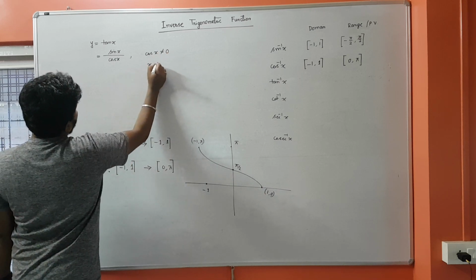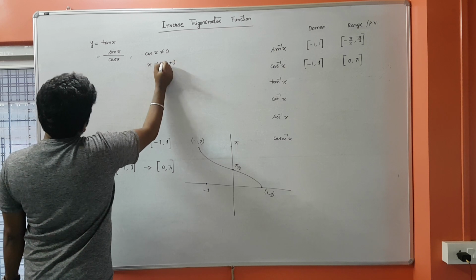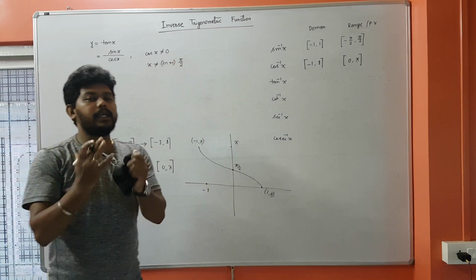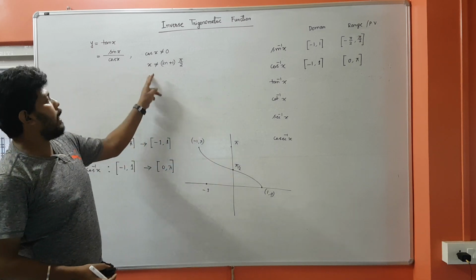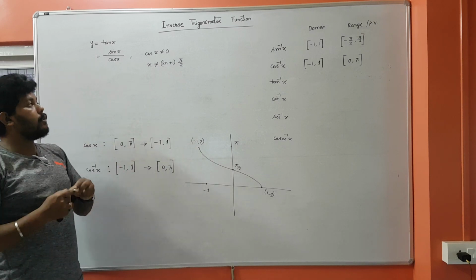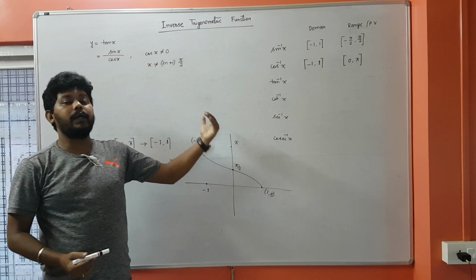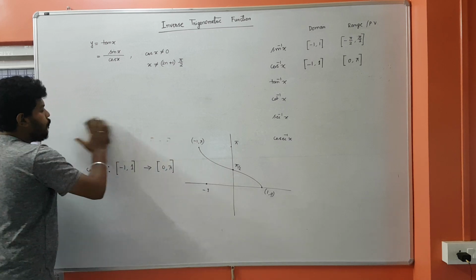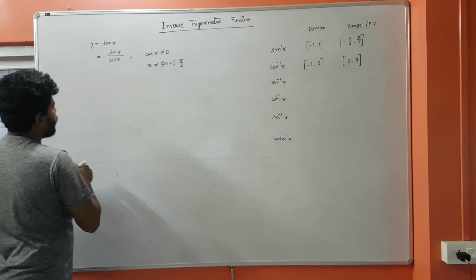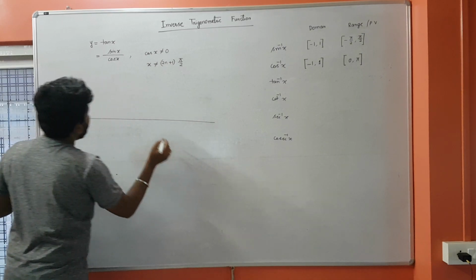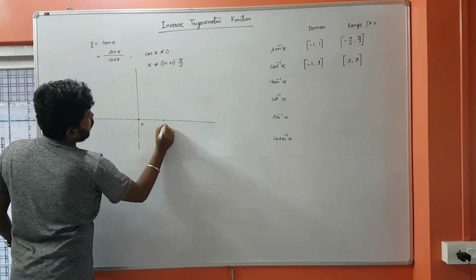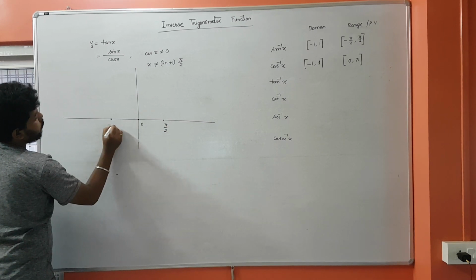That is, x not equal to (2n+1) pi by 2. At the odd multiples of pi by 2, cos x is 0. Therefore, x cannot be equal to (2n+1) pi by 2. Whenever x is an odd multiple of pi by 2, tan x is undefined. If you draw the graph of tan x, you will get many branches. This is 0, this is pi by 2, this is minus pi by 2.